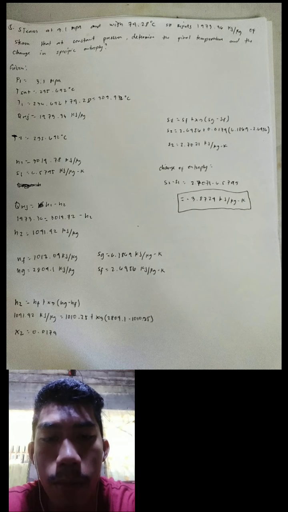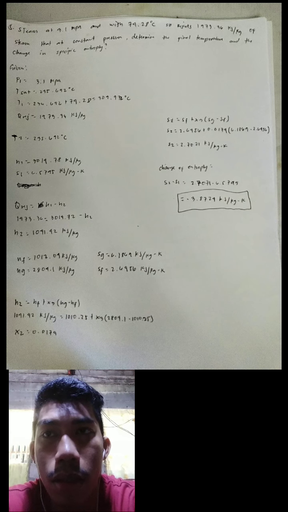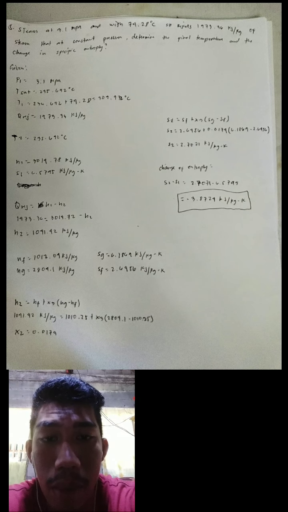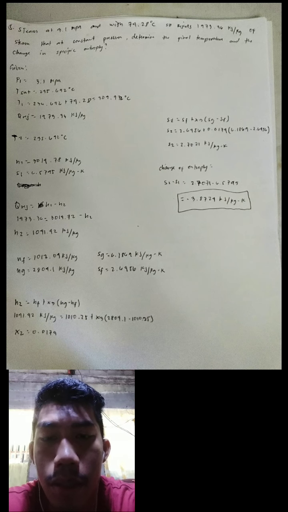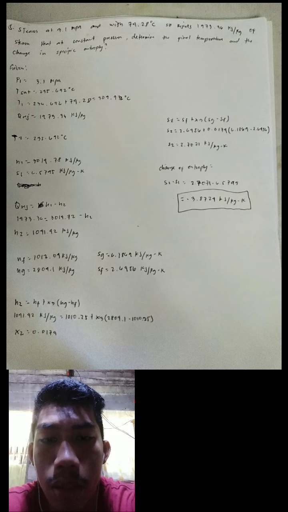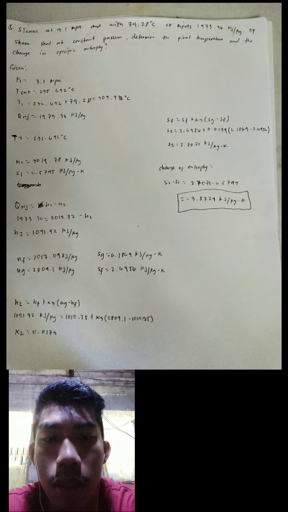So we must find the S2. To find the S2, we must use the formula S2 is equal to Sf plus X2 multiplied by Sg minus Sf. So S2 is equal to Sf, which is 2.6456, plus the X2, which is 0.0174, multiplied by Sg, which is 6.1869, minus Sf, 2.6456. S2 will give us 2.71 kilojoules per kilogram-K.